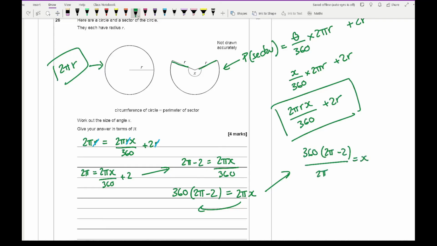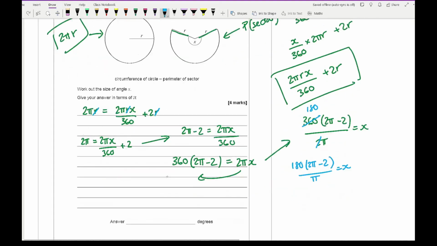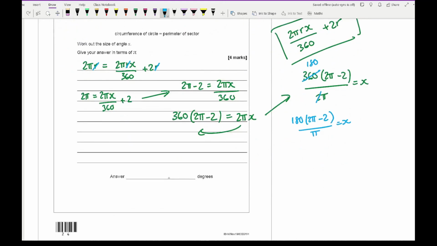From this, that should be okay, but again what I want to try and do is multiply this out and see if we can simplify. We can simplify straight away because I can divide that by 2, which gives me 180. So I've got 180 times (2 pi minus 2) over pi equals x, and then I can expand the brackets, so I've got 360 pi minus 360 over pi equals x, and then I can factorize, so I've got 360 times (pi minus 1) over pi equals x. Any of those answers would be sufficient for you to get the full marks.